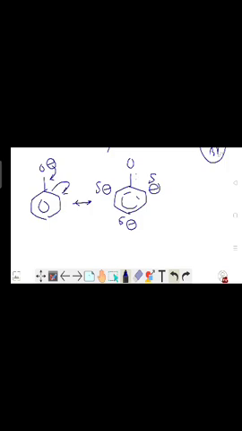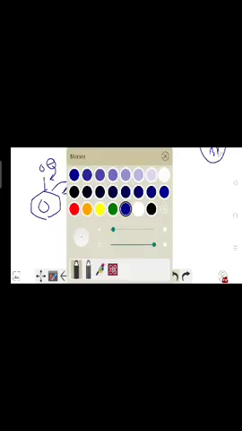That's why both the ortho and para positions will react with bromine and produce 2,4,6-tribromophenol. But in the presence of a non-polar solvent, the nucleophilicity of this phenoxide ion decreases and it produces two products, that is orthobromophenol and parabromophenol. Similar types of reactions occur with chlorine.